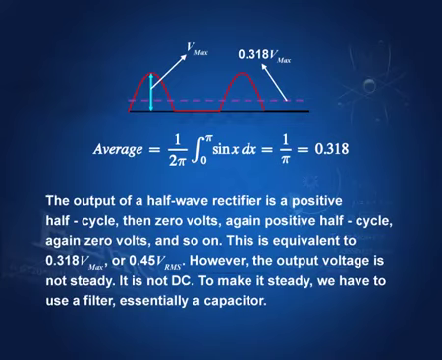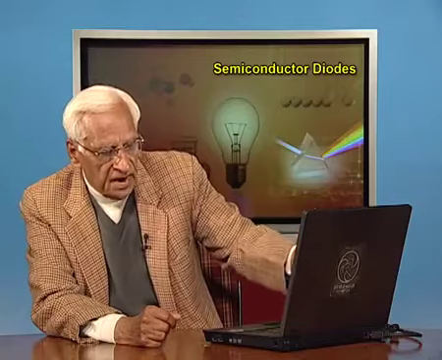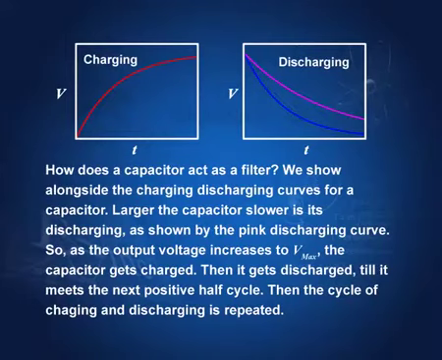However, the output voltage is not steady, it is not DC. You see, it goes like this, like this, it is not DC. To make it steady, we have to use a filter, especially a capacitor. How does the capacitor work? Recall charging of a capacitor and discharging of a capacitor. The charging is that it accumulates charge on the capacitor. On this side, the charge is being lost from the capacitor. This is discharging, this is charging, and this depends upon the size of the magnitude of the capacitor.